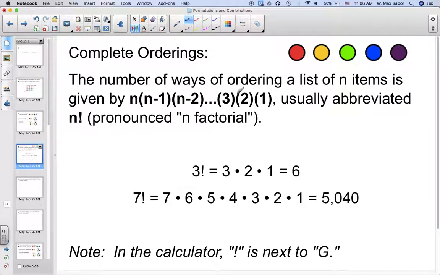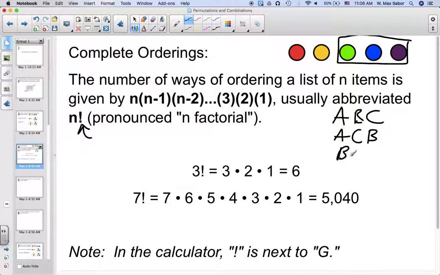Complete orderings is given by a list of n items, where we do the number of items times one fewer times one fewer than that, all the way down to 1. This is abbreviated n factorial with an exclamation point, or a bang. That's part of the notation. So 3 factorial, if I had 3 objects, like ABC, I can list them ABC, ACB, BAC, BCA, CAB, or CBA. Those are the 6 different ways we can list them.